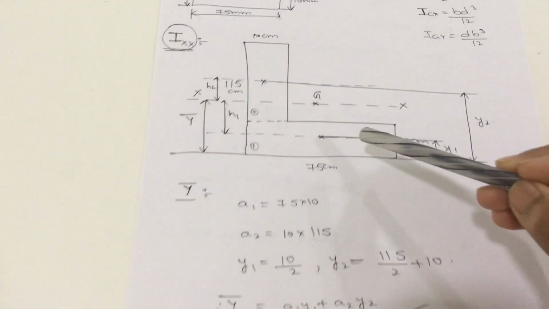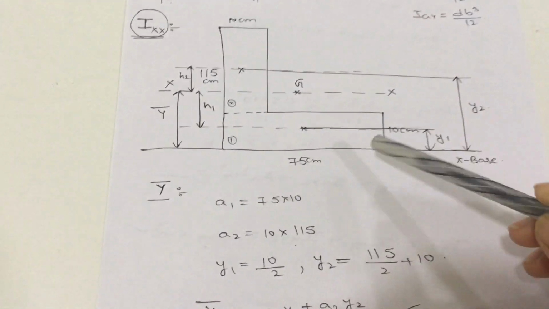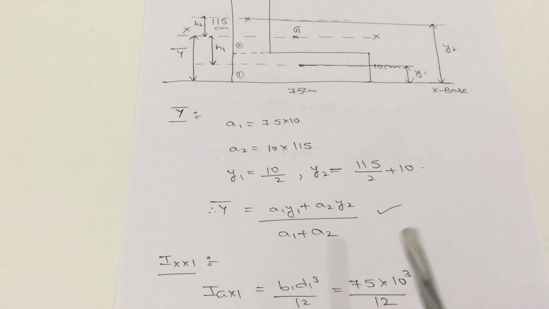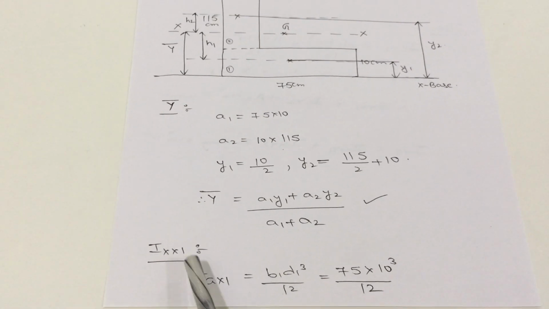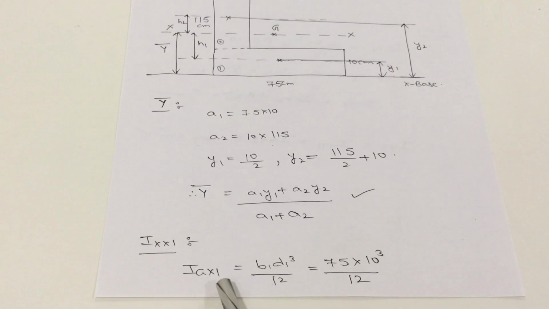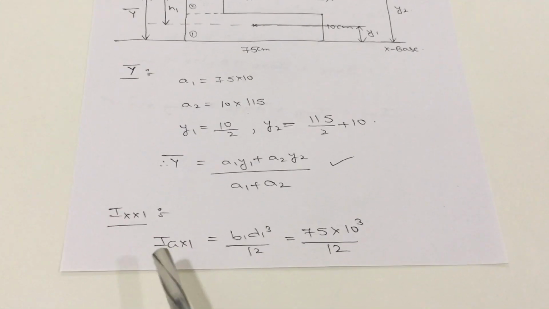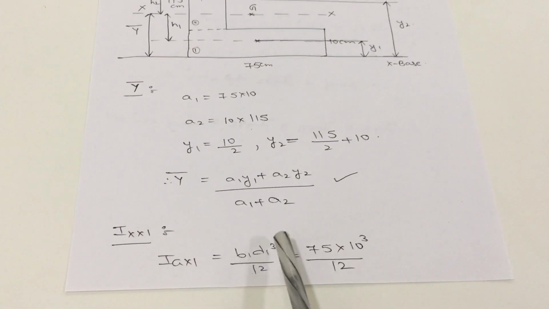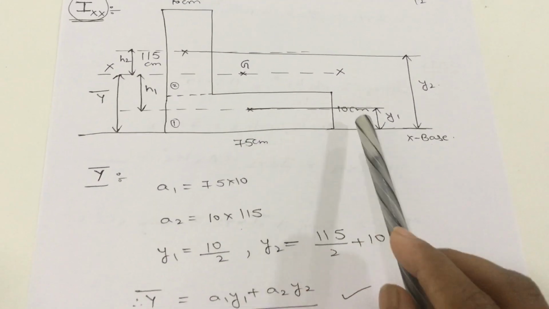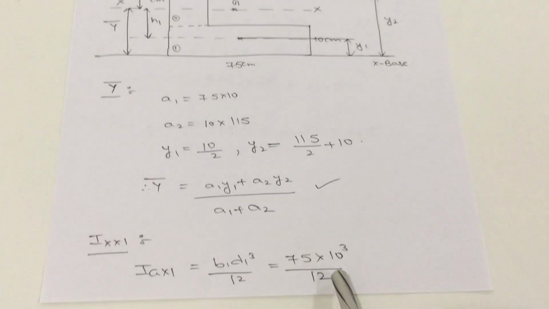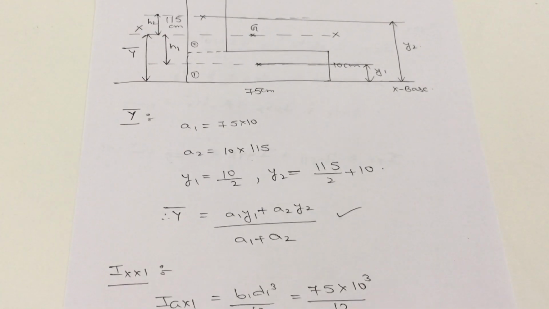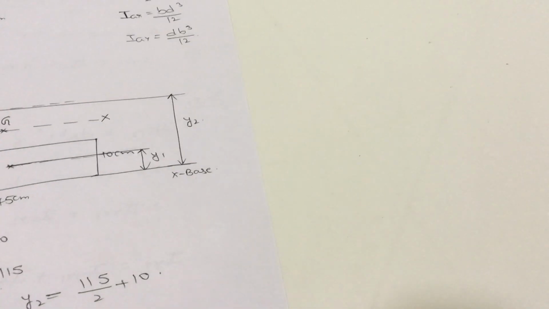Next, as two sections are there in the L section, we will get Ixx1 and Ixx2 to calculate the Ixx value. First of all, we will calculate the Ixx1 value. For this, we need Igx, h1 and A1 values to substitute in the parallel axis theorem. The Igx formula is b d cube by 12. So in terms of section one, b1 d1 cube by 12. The base value is 75 and the depth value is 10 for the first section. Substitute those values and you will get the Igx value.